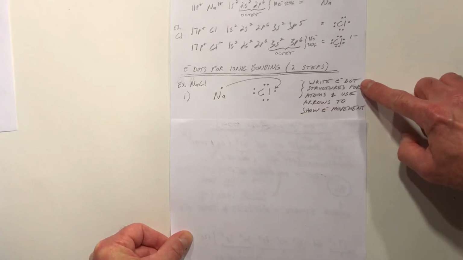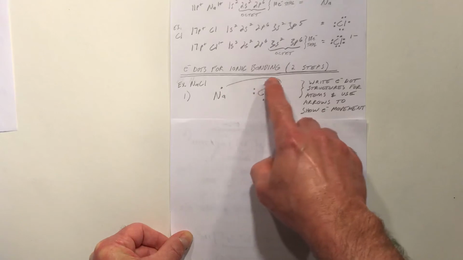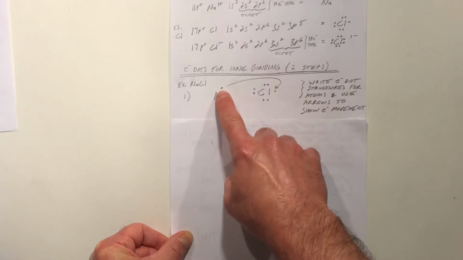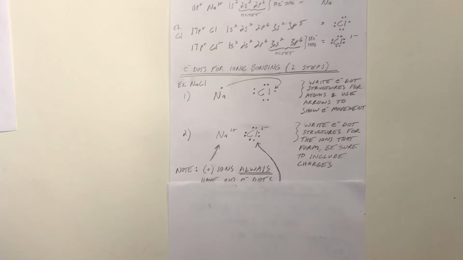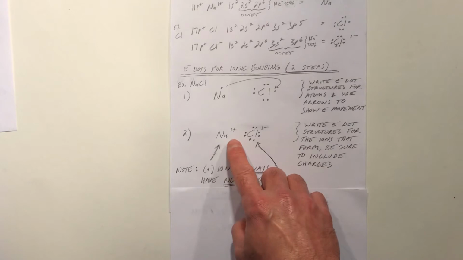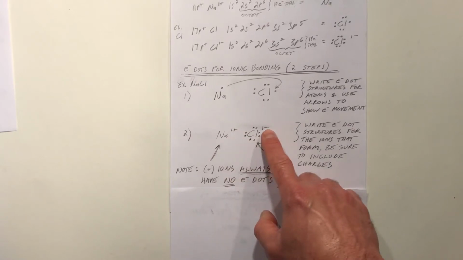The first step is to write the electron dot structures for the atoms and then use an arrow to show the movement of electrons. And what's going to happen is this electron is going to leave sodium and go on to chlorine. The next step is to write the ions that result. We get Na 1 plus ion and Cl 1 minus ion.